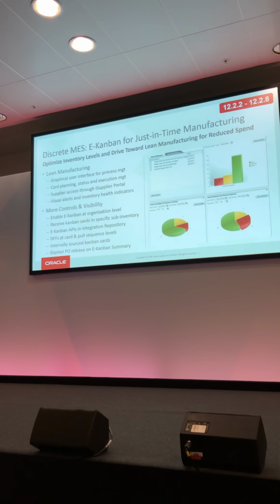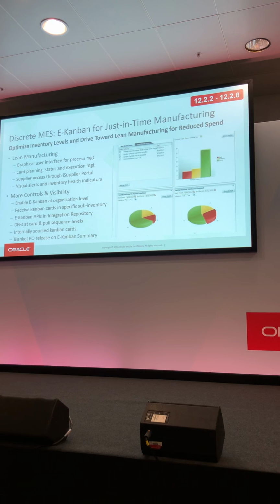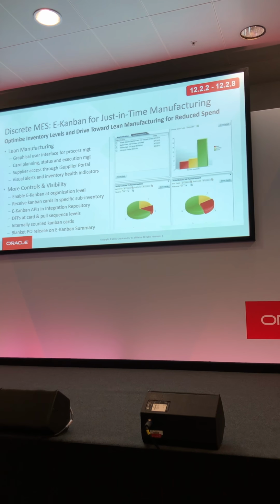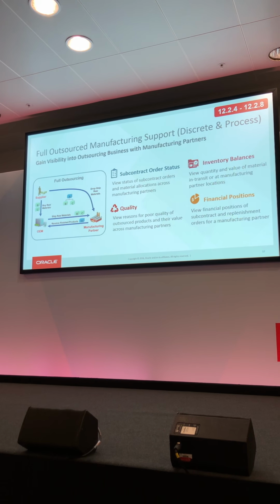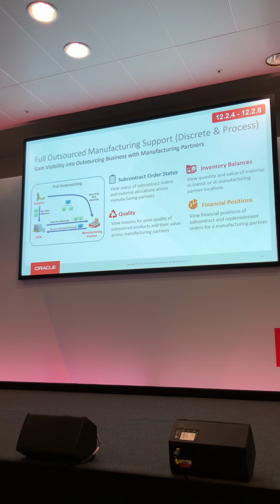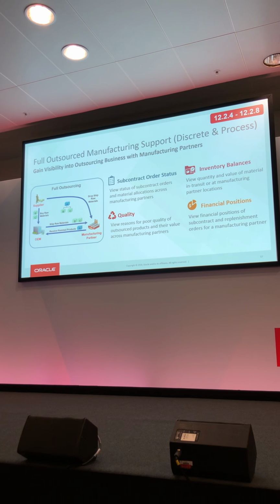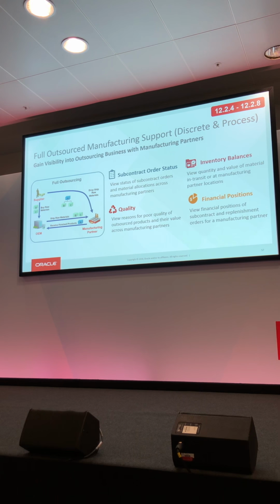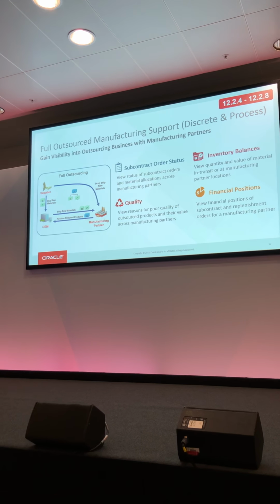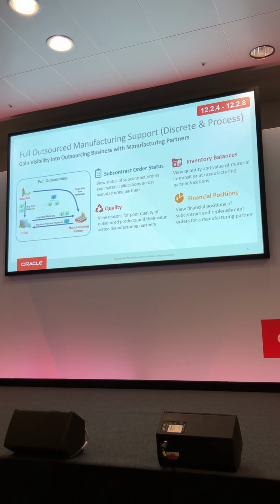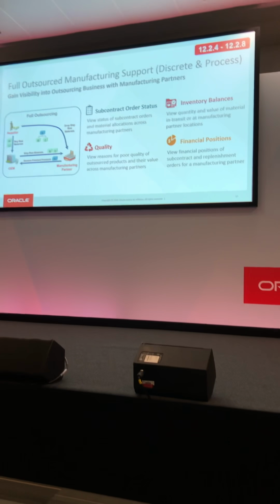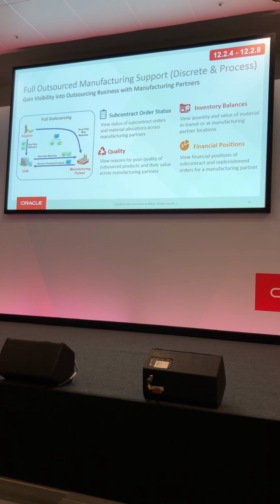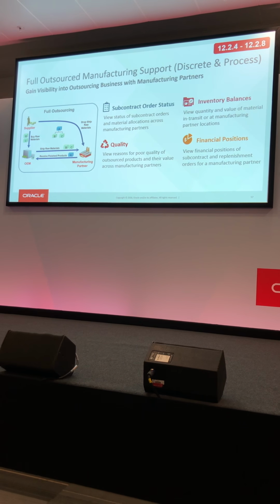Manufacturing, just a couple highlights of many things we've done. eKanban, that's lean manufacturing, just-in-time manufacturing. We support that now within e-business suite. We support outsourced manufacturing for both discrete and process manufacturing customers. So the visibility into the order status, the financial status, where is all your inventory, both at the subcontractor site and in transit in either direction. You visualize all of those operations with your subcontractors from within your own system.